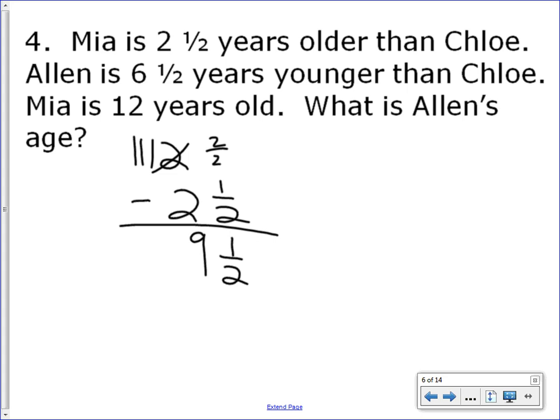And Alan is 6.5 years younger. That's Chloe's age. Alan is 6.5 years younger than Chloe. So I'm going to take 9.5 and subtract out 6.5. The halves, 1/2 minus 1/2 is 0. 9 minus 6 is 3. So Alan is 3 years old.